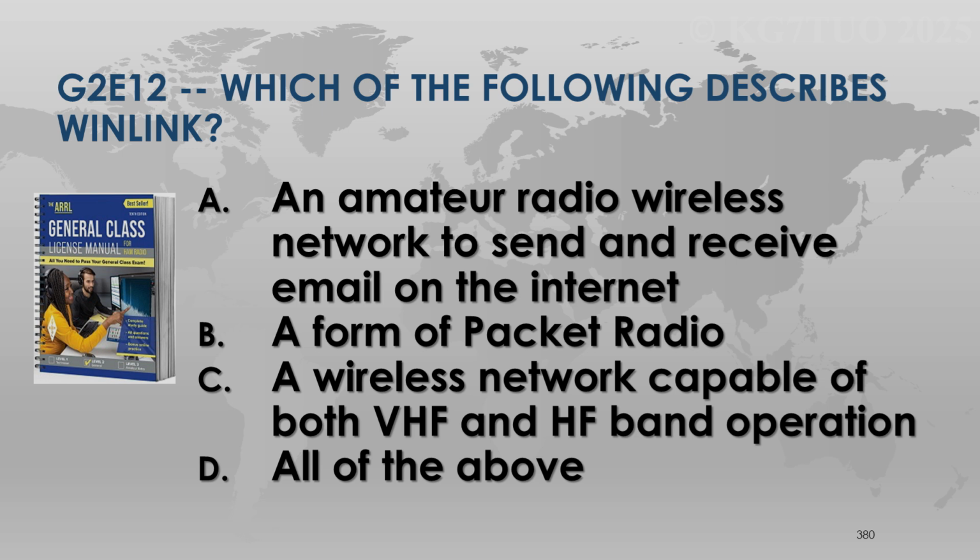Which of the following describes WinLink? Delta. Yeah, Delta. So I heard a Charlie, a wireless network capable of both VHF and HF band operation, and I heard the Delta. Is it an amateur radio wireless network to send and receive email on the internet, or is it using either or? You can do either one. So it is Delta. Yes. I just want to make sure everybody knows all the bits. So if they don't go, oh, that's it.